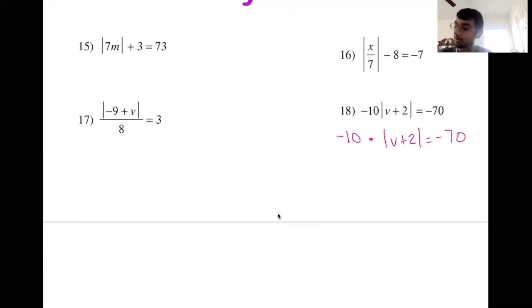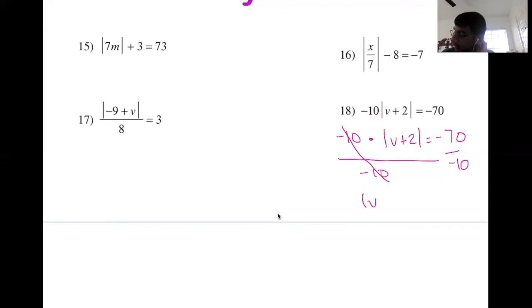Now I remember I told you guys that if anything is equal to a negative number over here on this side, that means there would be no solutions. However, we do not have the absolute value isolated over here because we still have this negative 10. So we need to divide by the negative 10 on both sides and then see if the number on this side becomes positive. If it becomes positive, then we could solve for the two solutions again. So let's go and do it. Let's divide by the negative 10 on both sides to get rid of it over here and over here.